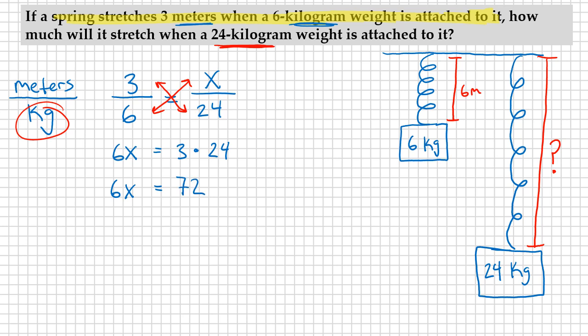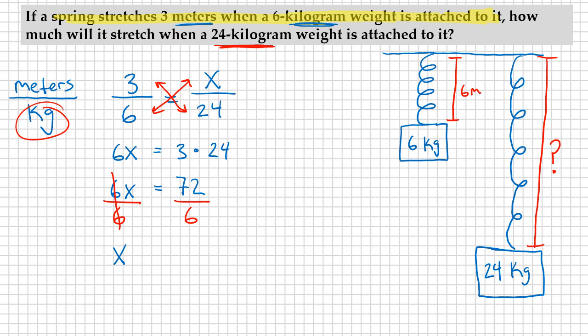Okay, so 6x is 72. We want to know what is 1x. So eliminate the 6. Right now, x is being multiplied, so we do the opposite. Divide. Whatever we do to one side, we've got to do to the other. So on the left, those 6's cancel nicely.